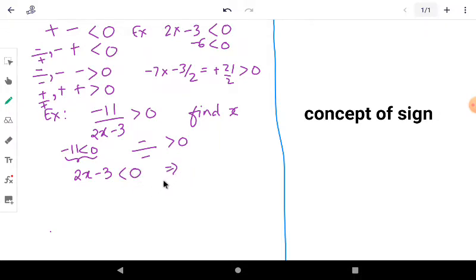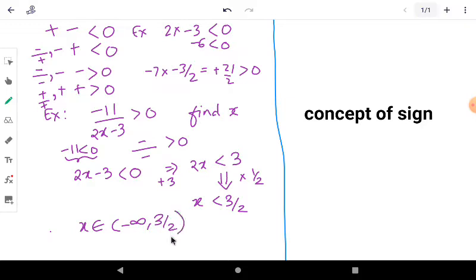Now adding plus 3 on both sides of the inequality, we will get this, and then multiplying by 1 by 2, you will get x less than 3 by 2. So x belongs to minus infinity to 3 by 2 is what we got, using the concept of sign.